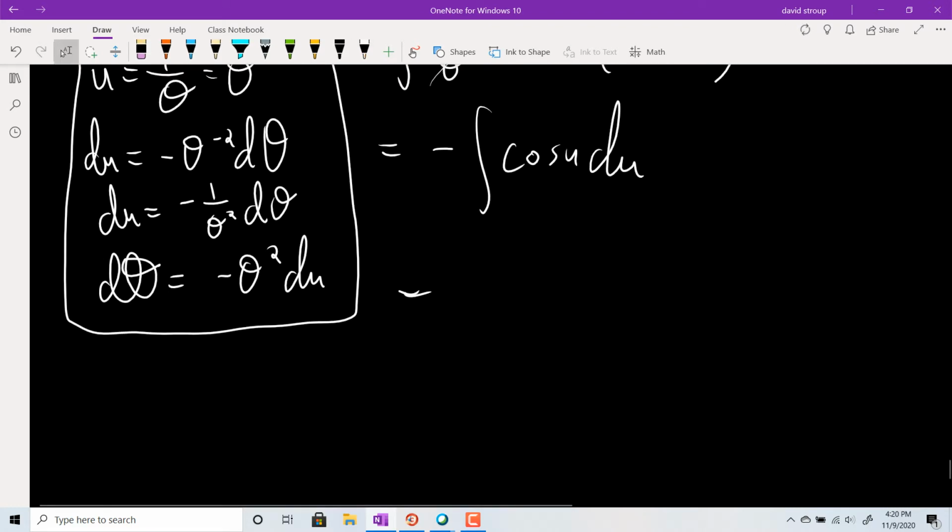And then you can integrate cosine, right? So this would be negative. The integral of cosine is sine. And then finally back sub.